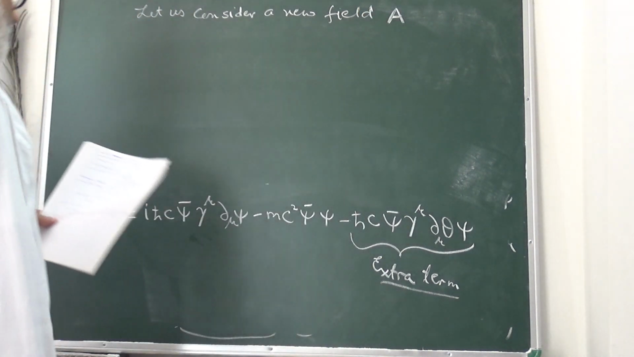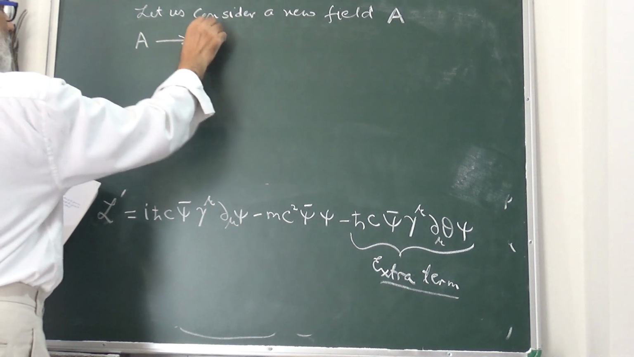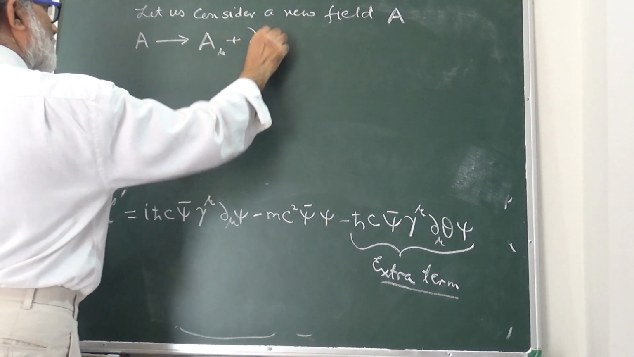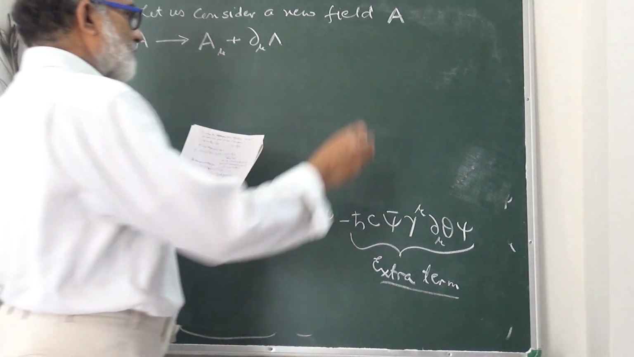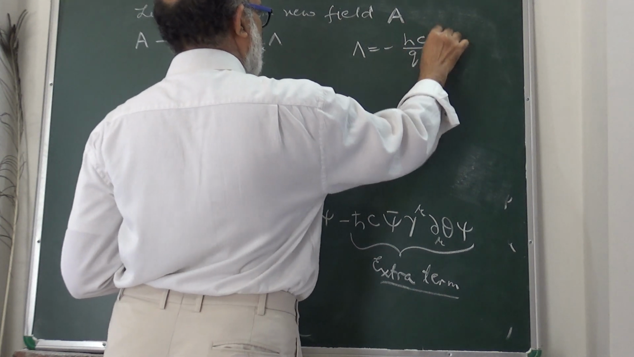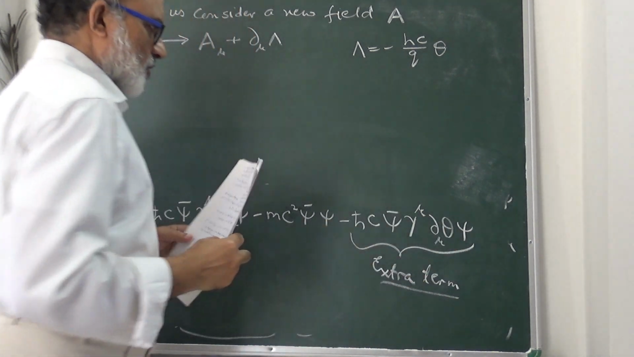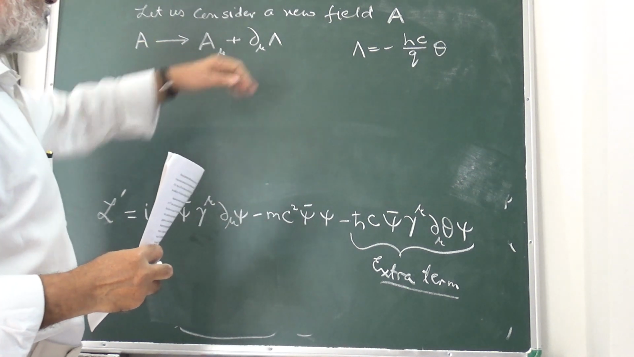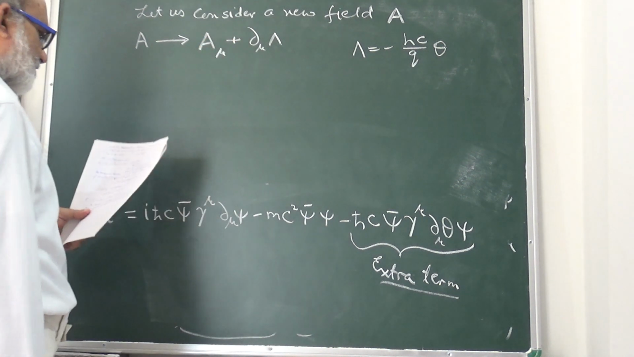Where A transforms as A mu plus delta mu of some factor lambda, where lambda is minus hc by 2 times theta. This is just to absorb this part, so that the Lagrangian becomes invariant. Now I have introduced a new field. This is a trick to make the Lagrangian invariant.